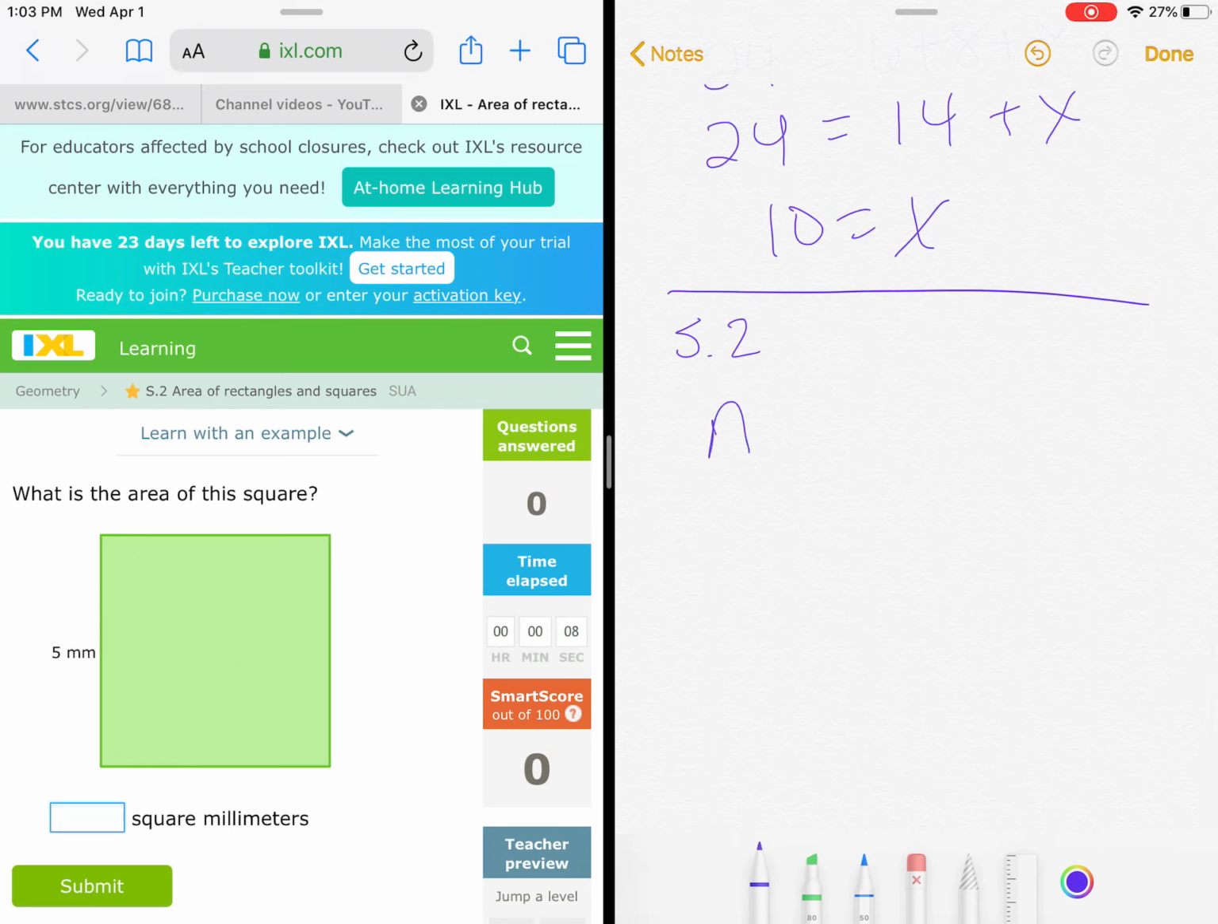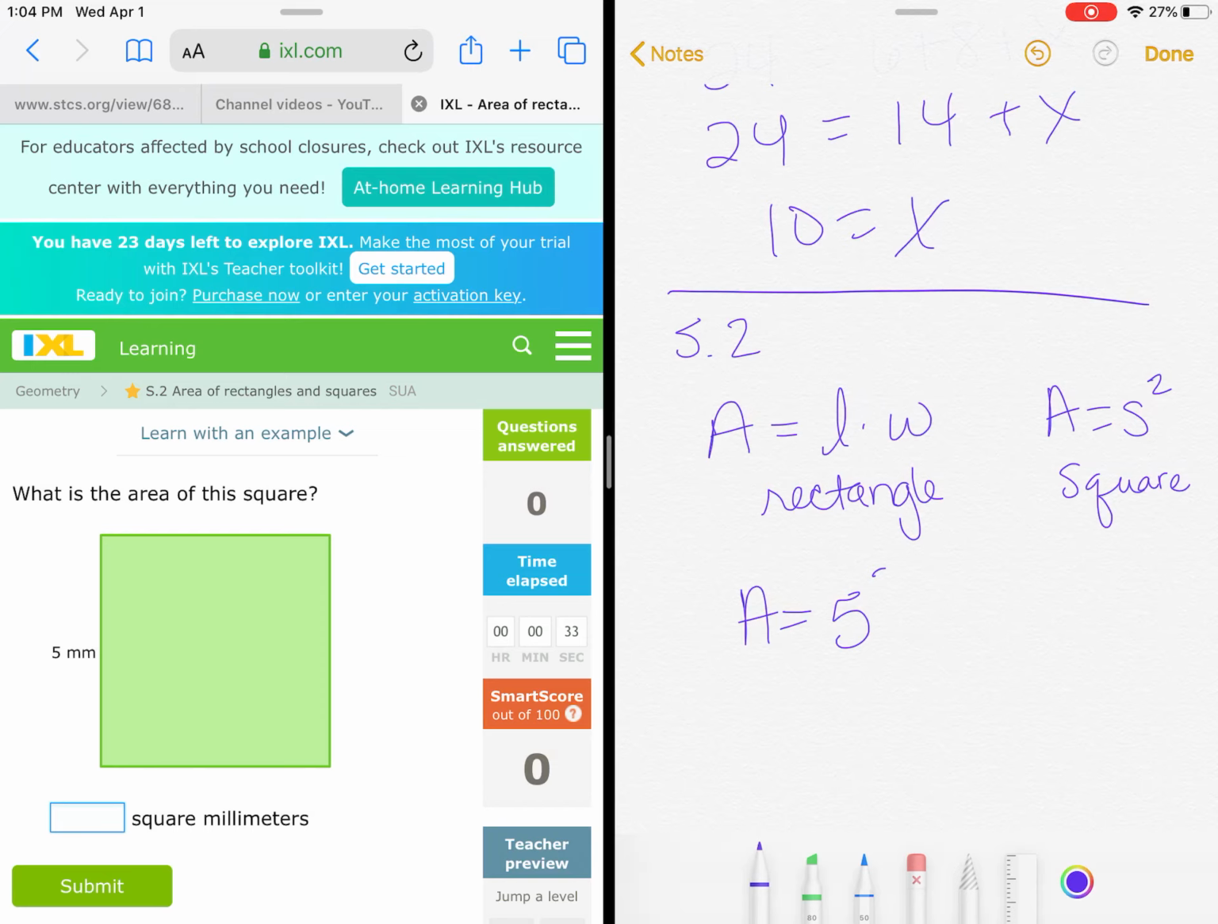It's area of a square, or squares and rectangles. Area is length times width for rectangles. There is a formula for squares, which is side squared. That is because the side lengths of a square are all the same. But you can use the length times width formula. This one's a square, so I know that all my sides are 5. So 5 squared is 25.